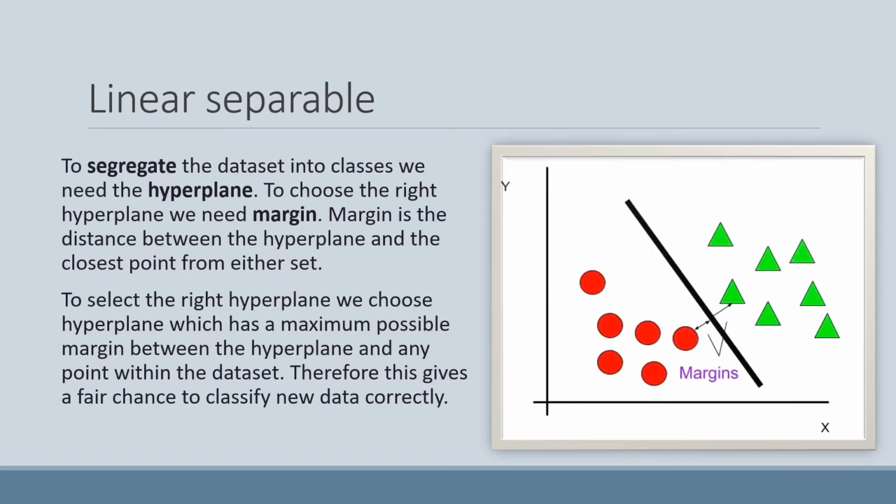Then what is linear separable? In this example, to segregate the dataset into classes we need a hyperplane. To choose the right hyperplane we need the margin. Margin is the distance between the hyperplane and the closest point from either set. To select the right hyperplane we choose the hyperplane which has the maximum possible margin between the hyperplane and any point within the dataset. Therefore, this gives a fair chance to classify new data correctly.